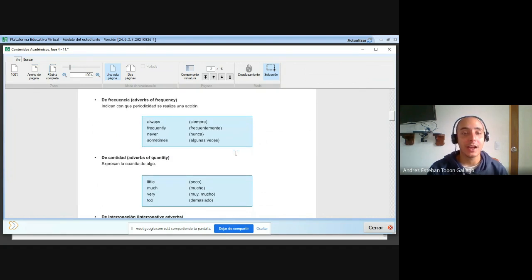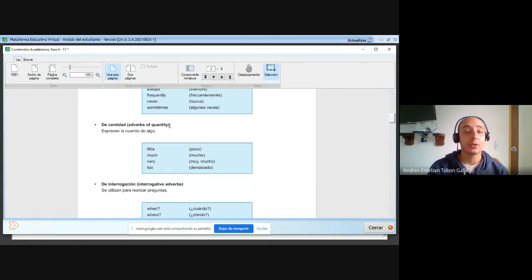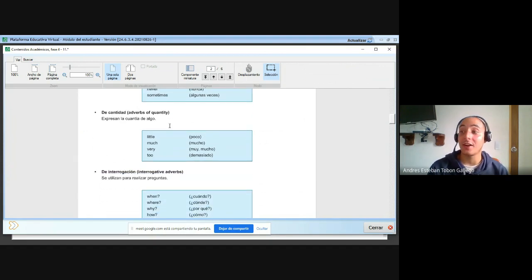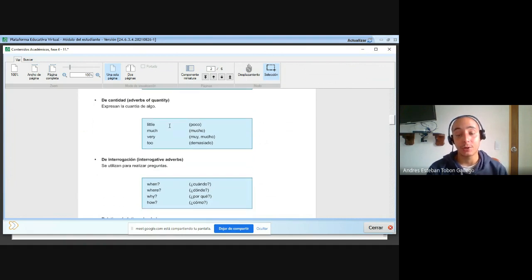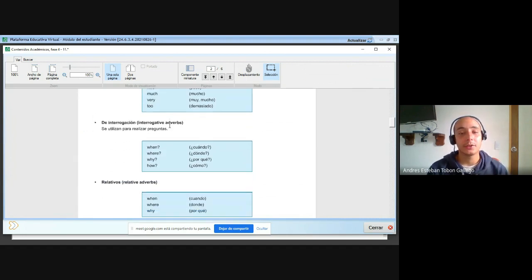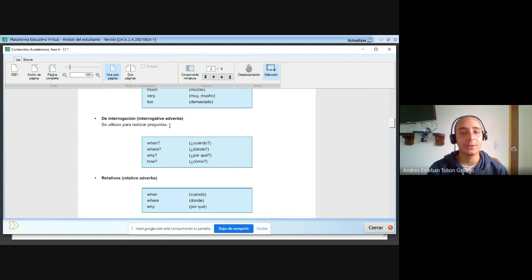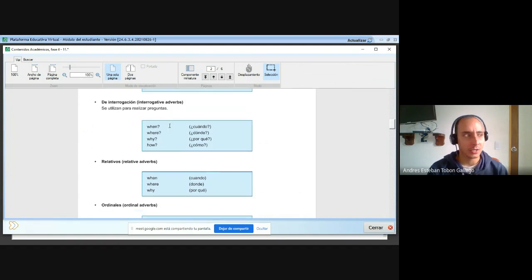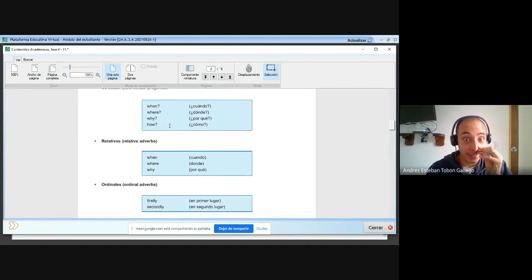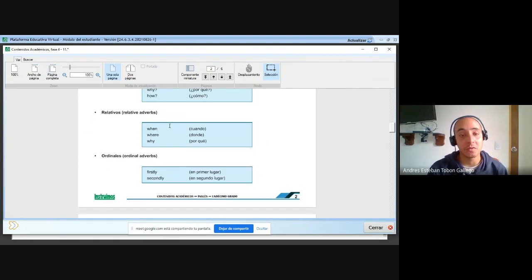Okay. After that, we have some adverbs of frequency. When talking about adverbs of frequency, it is about the amount of times you develop a determined action. We are making reference here to always, frequently, never, and sometimes. When we talk about quantity, little, much, very, too. In this case, we gotta analyze if we are talking about countable or uncountable nouns in order to use adverbs of frequency and quantity properly. We have adverbs of interrogation, interrogative adverbs. Where, when, what, why, who, how. Yes, when we want to get some specific info about some issues.